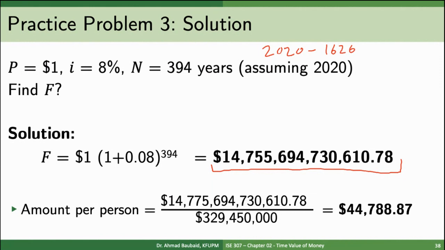So the last thing I did was show you the amount, and then I divided this amount equally over 330 million people of the United States, and we saw that each person is going to get roughly $45,000. So this shows you the power of compound interest. Okay.